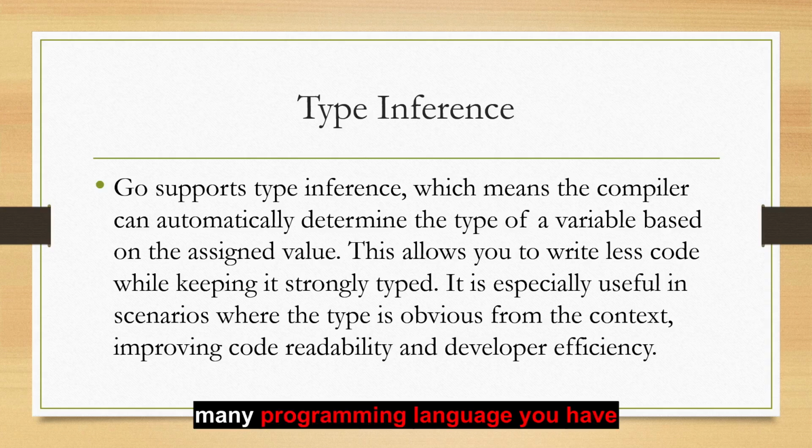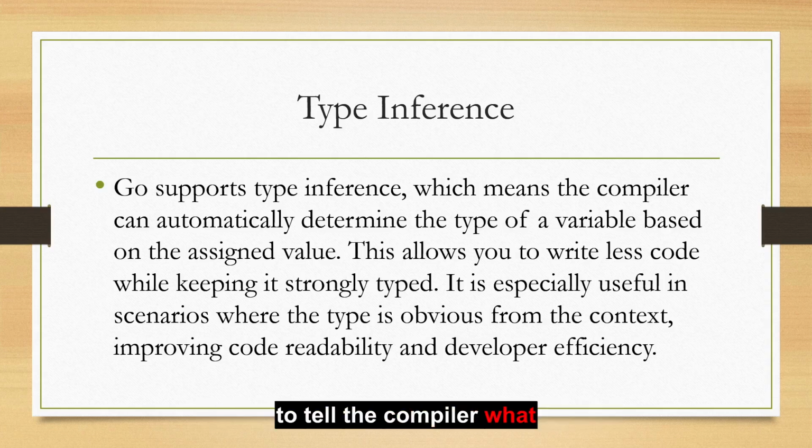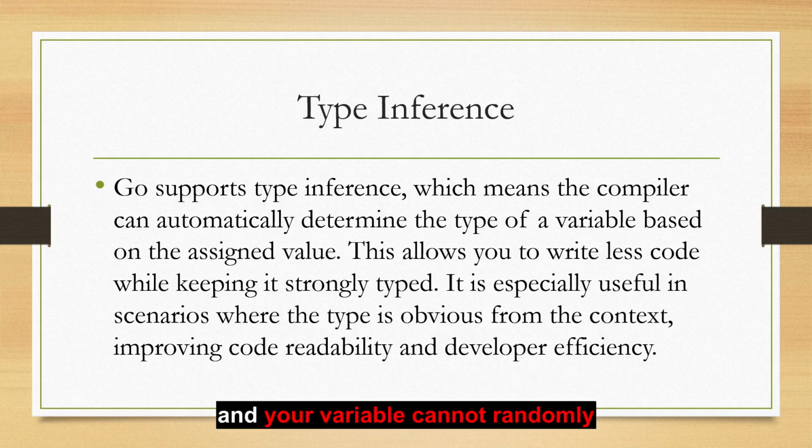Normally in many programming languages, you have to tell the compiler what type of data you are storing. For example, in some languages you have to write integer age equals 25. So hey, age is an integer number, but in Go, if the value is obvious, you do not have to spell it out. This helps you write less code, and still keeps things strongly typed, which means Go still checks for errors and your variable cannot randomly change its type.